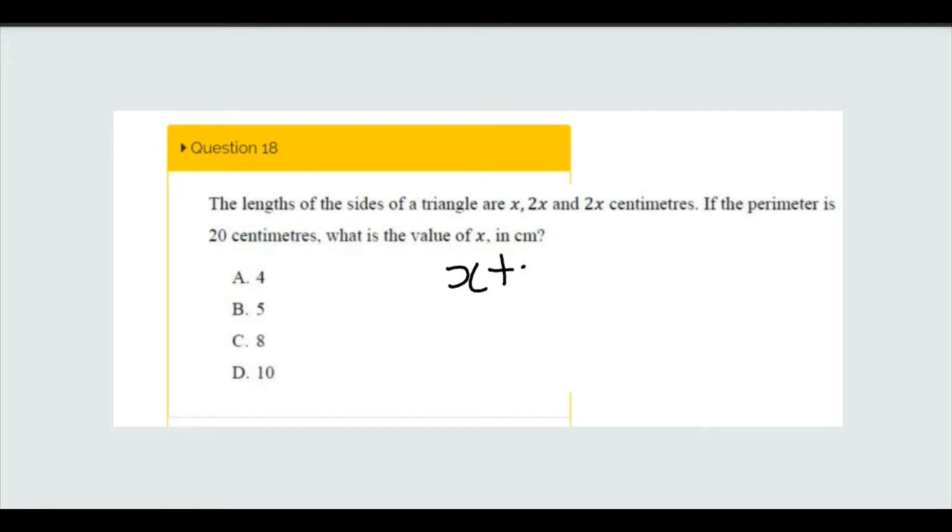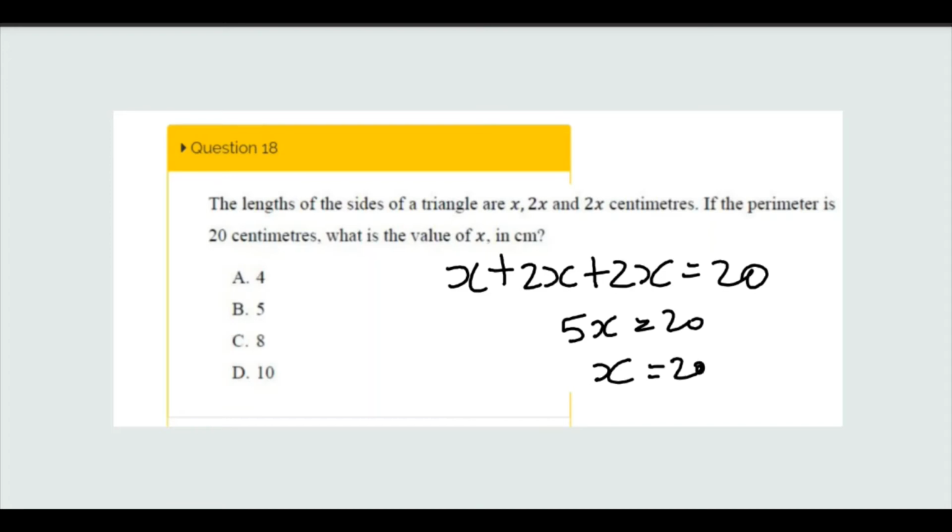x plus 2x plus 2x, and they said the perimeter is how much? 20, right? So x plus 2x plus 2x, that will give you 5x, and that is equal to 20. So x will be equal to 20 divided by 5. x is equal to 20 divided by 5, that is 4. So x has a value of 4 cm, which is A.